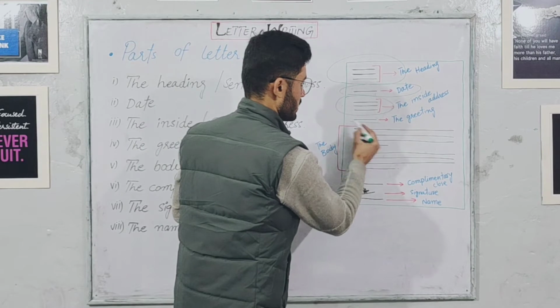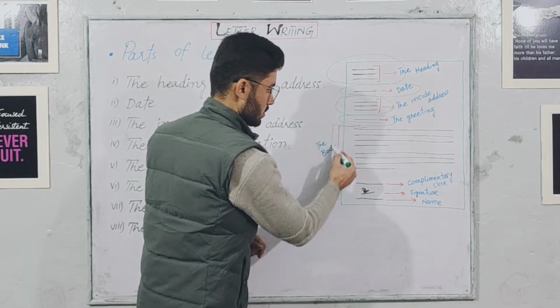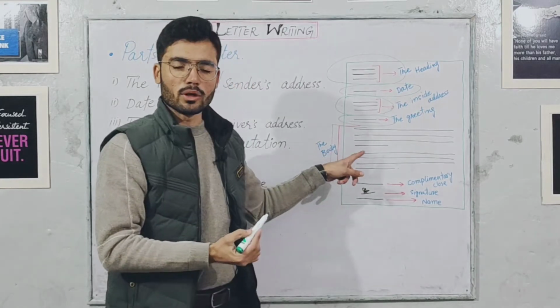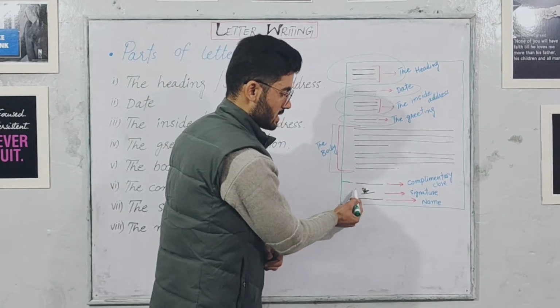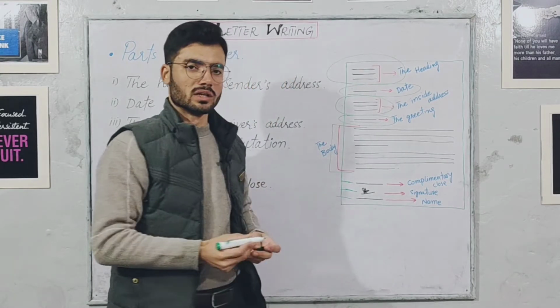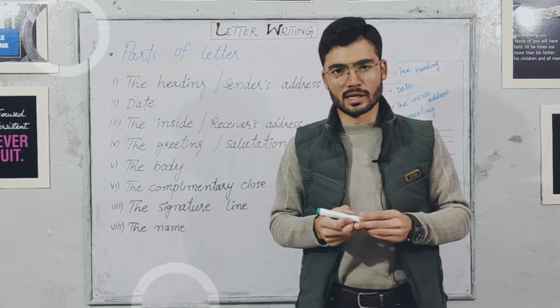And then is the part that is all about the greetings. Then there is the mid part. The long part is the body of the letter. After the body, we have the complimentary clause, signature, and the name. So this is all about the parts of letters.